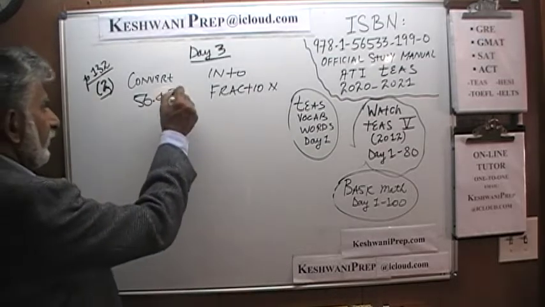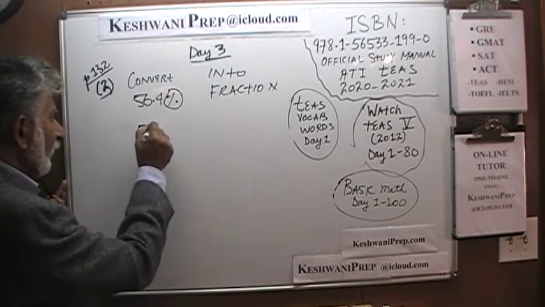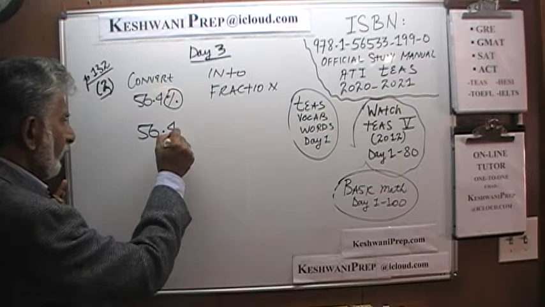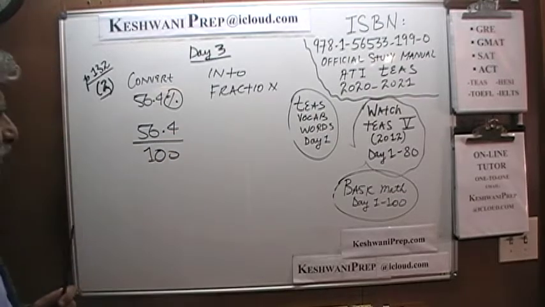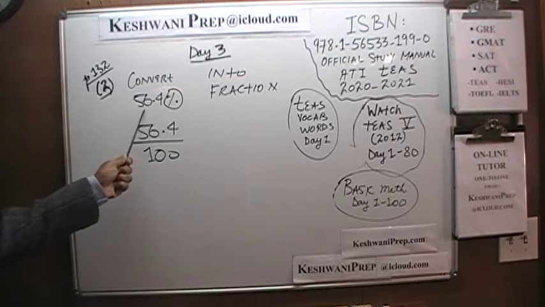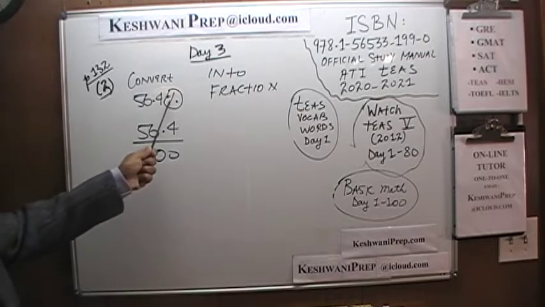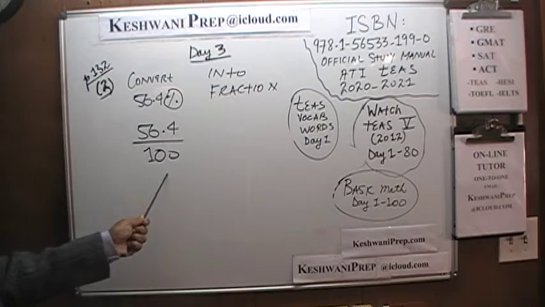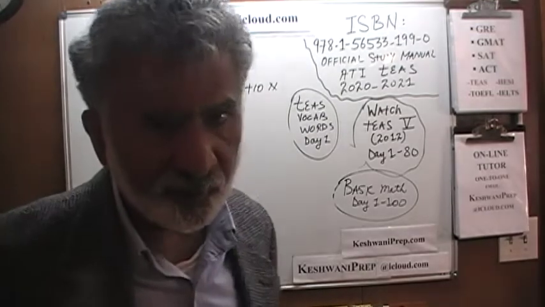So what does the word fraction mean? What does the word percentage mean? Percent means over 100. 56.4 over 100. That's what percent means. But here, they want us to convert this percentage into fraction. So we just did that. We could translate the word percent as 100. That is a fraction, 56.4 over 100.